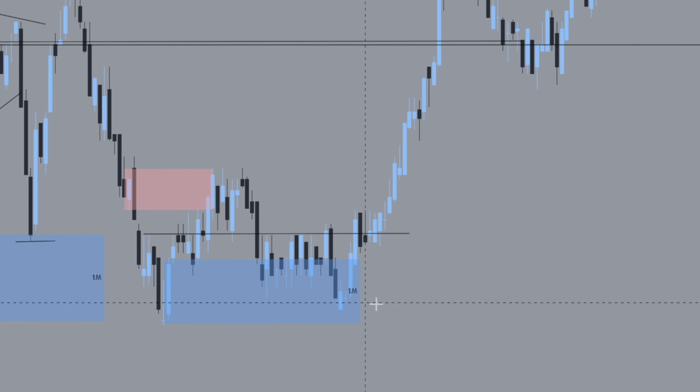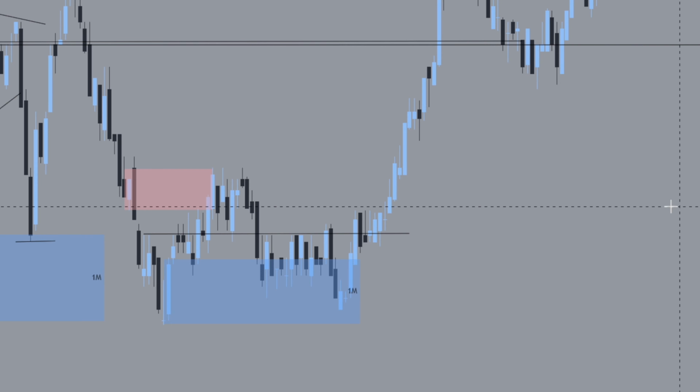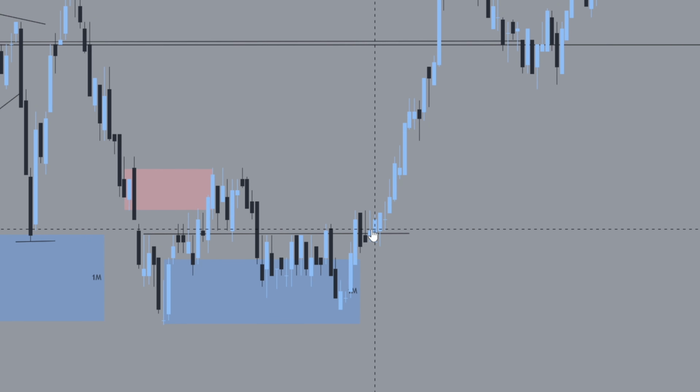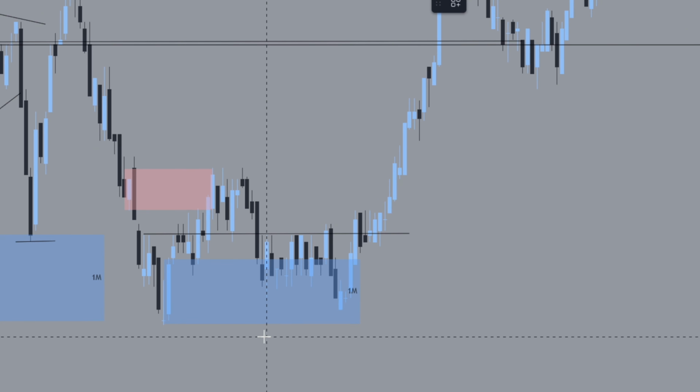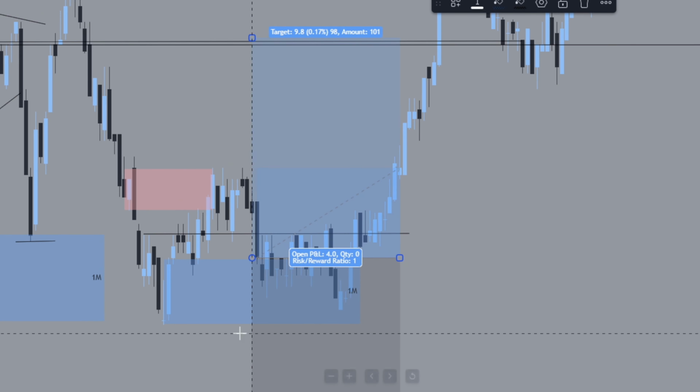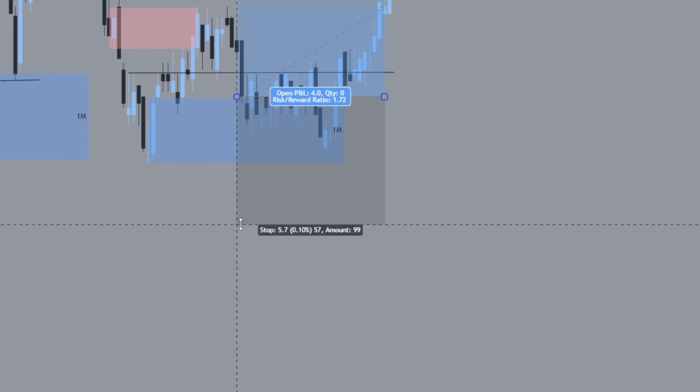Excuse me, I messed up on that. So yeah, it's a failure OB. I would just mark it out as, okay, that didn't happen, it wicked it out. So you can look at that as liquidity that was swept, right? It was swept and it generated new liquidity for us to target. So that's where I would enter my trade.